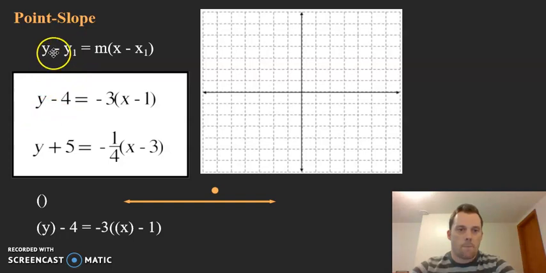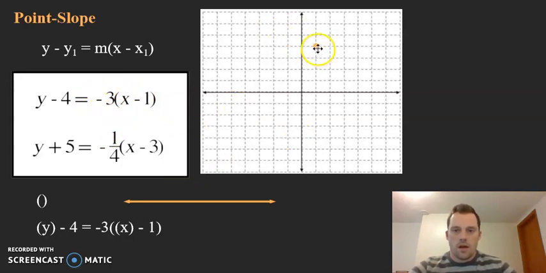Recall that it's y minus y1. So the y1 value here is a +4. The x1 value is a +1. So I'm going to graph the point 1, 4. X equals 1 up to y equals 4. So there's one point on this function here. Now my slope is -3, or -3 over 1.